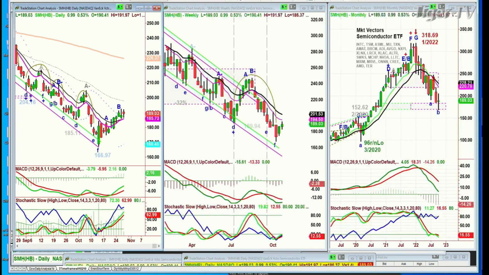Look at the SMH, up $1 right now. What happened here? Oh, all right, doesn't matter what happened. So this is the daily chart. It should say daily chart, and it's up. I don't even have the price. Something went wrong. I'll have to do that over again. It's at 189. There it is, 189.10.